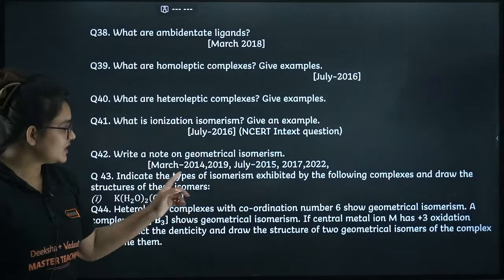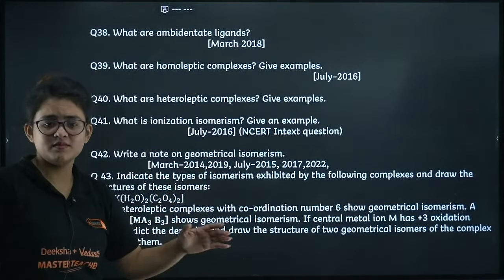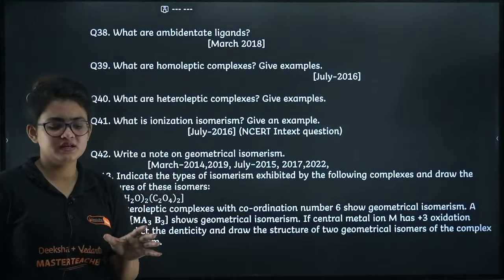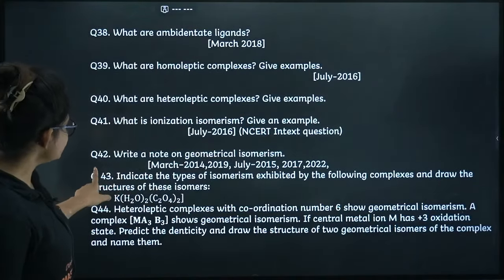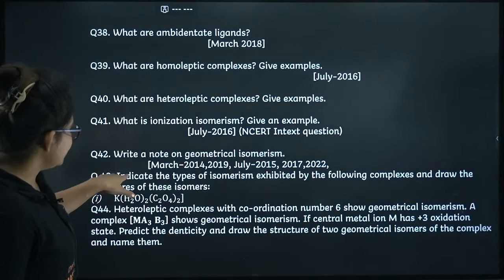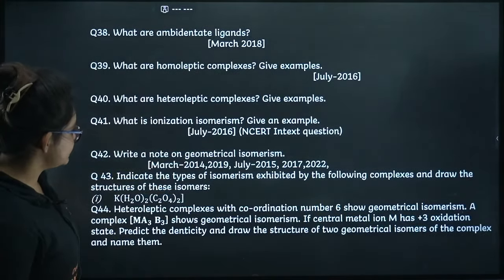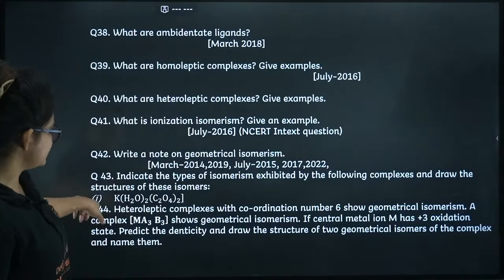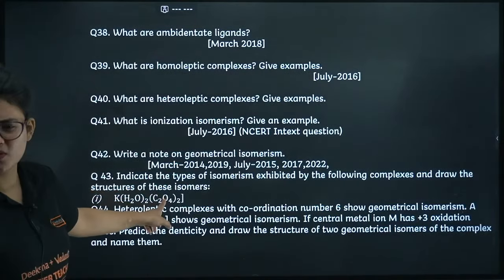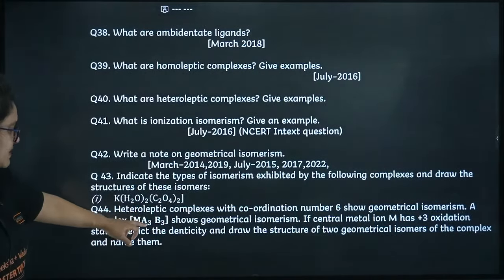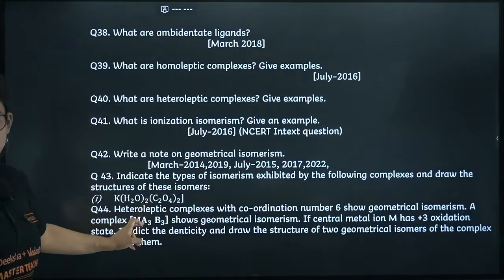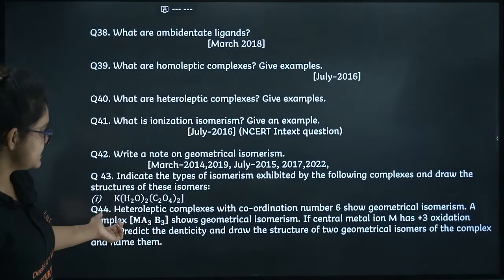Okay, geometrical isomerism is a very important thing, Ma3B3, any type of compound they can give you the question. Okay, next, indicate the type of isomerism exhibited by the following complexes. You can see these complexes, Ma2B2 type of complex, you can do the geometrical isomerism for them. Then you can see Ma3B3, for them also you can get.